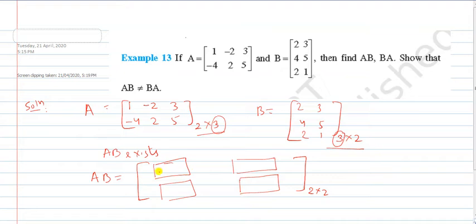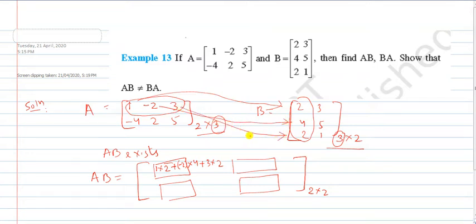Now let us see what entries will be here. This is the first row and first column. So you take the sum product of the first row and the first column. Sum product means of corresponding elements, that is 1 to be multiplied with 2 plus -2 to be multiplied with 4 plus 3 to be multiplied with 2. Look at the corresponding: 1 corresponds to 2, -2 corresponds to 4 and 3 corresponds to 2.